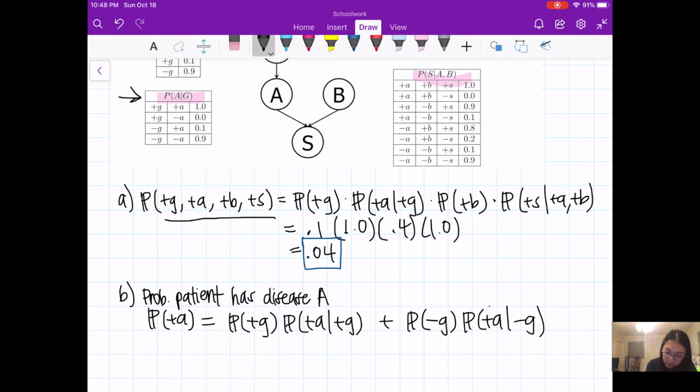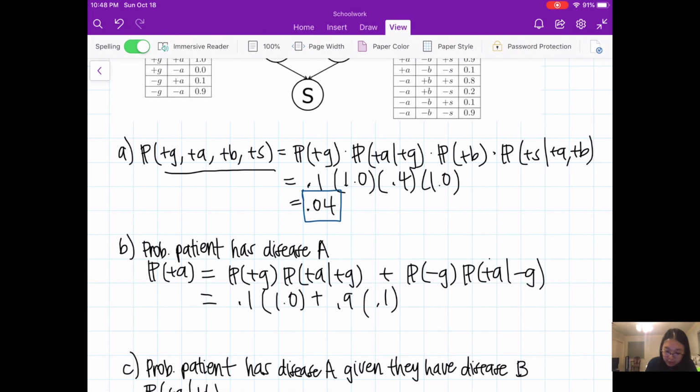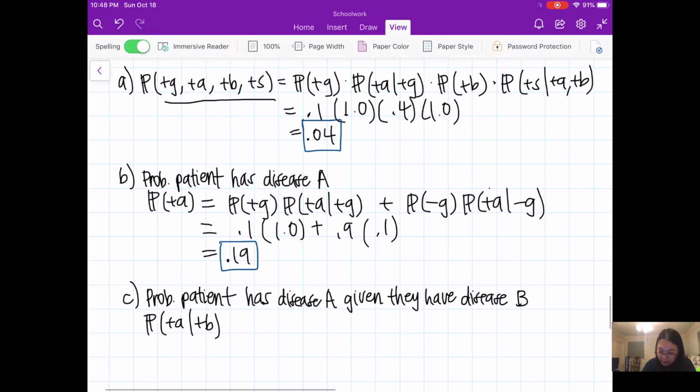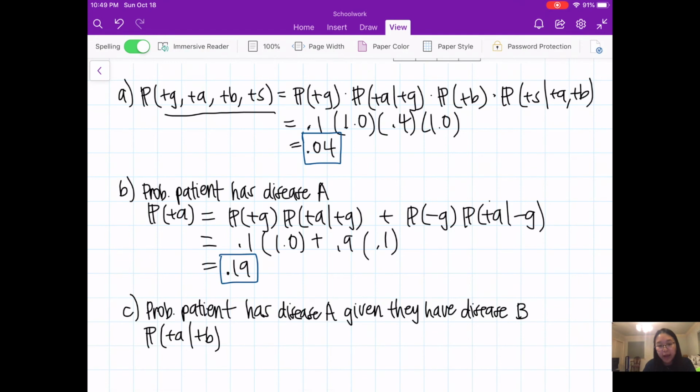Well, so we can plug in the actual values. So you have 0.1 times, when they're both positive, which is 1.0, plus 0.9 times, when A is positive and G is negative, which is 0.1. And then if you add this together, you will get 0.19. So the probability that a patient has disease A is going to be 0.19. And then part C, we want the probability that a patient has disease A given that they have disease B.